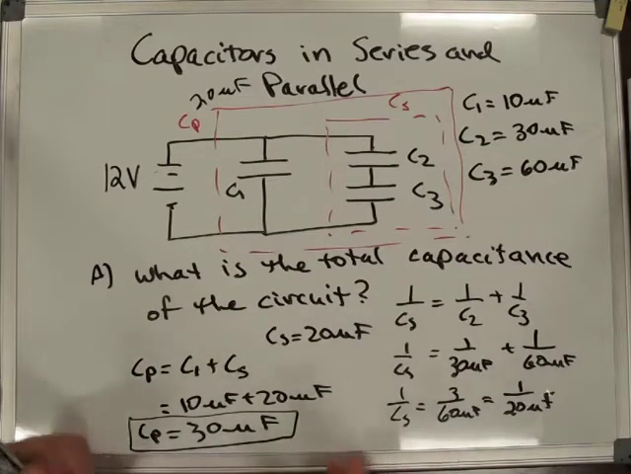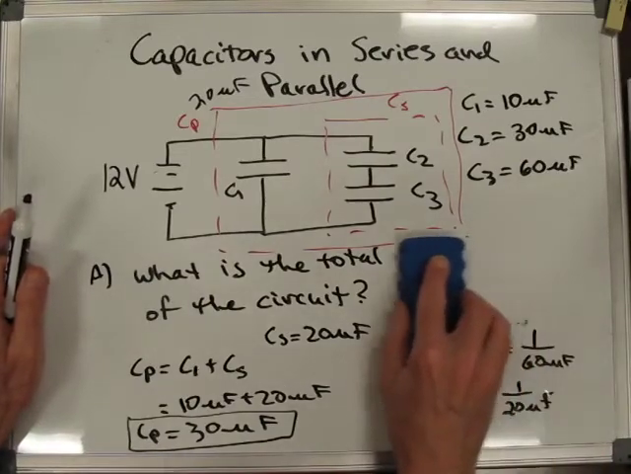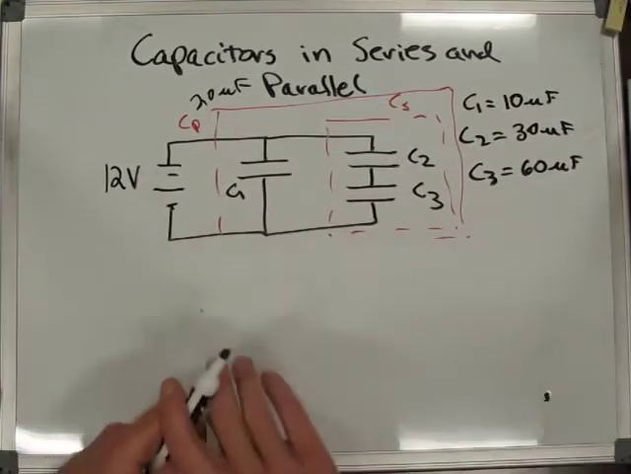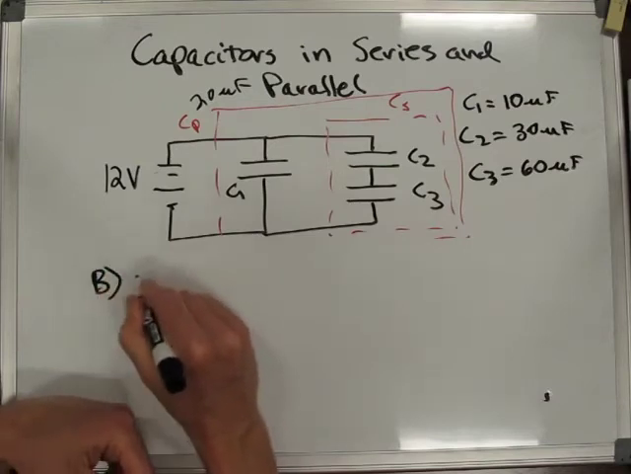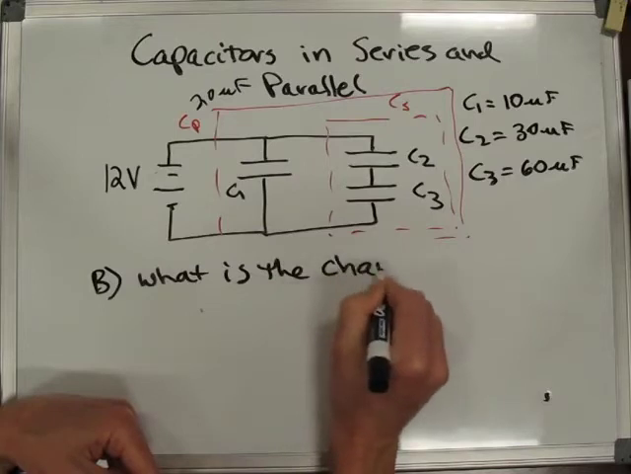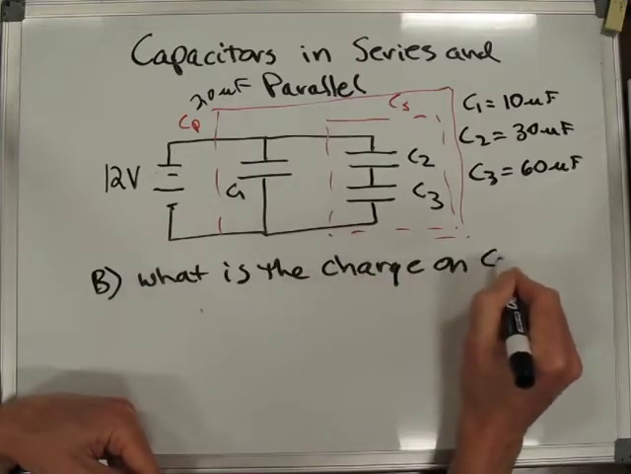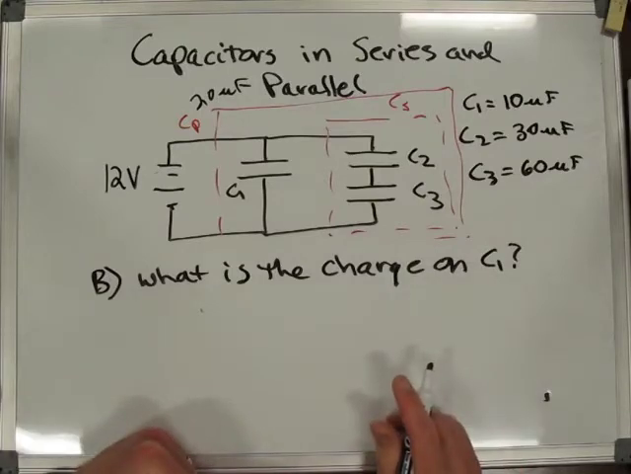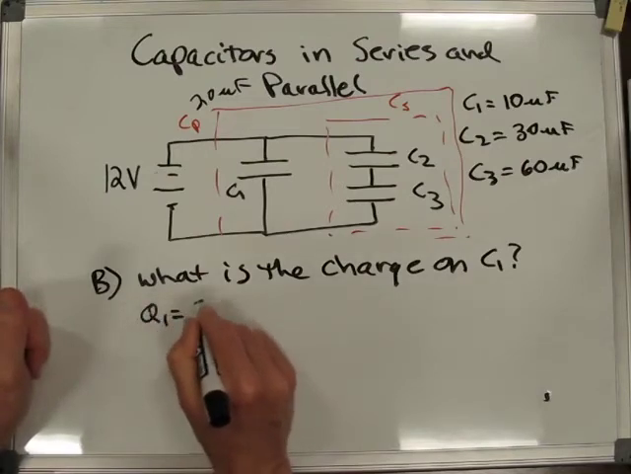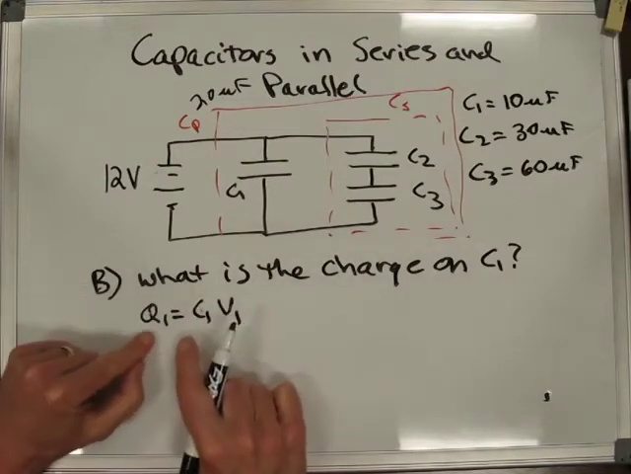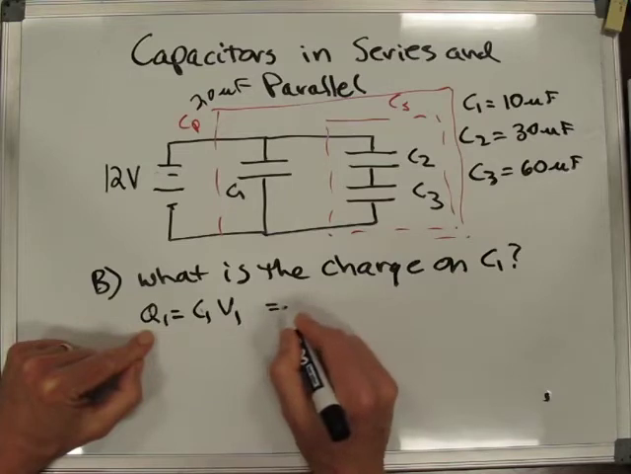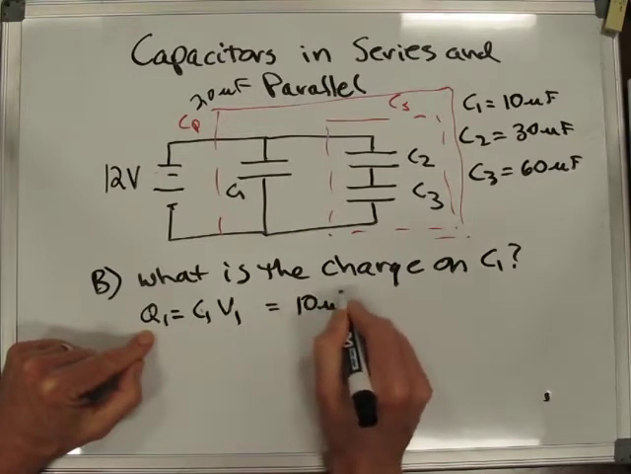And now I could say, what's the charge? I can maybe ask another question and say, what's the charge on capacitor C1? Well, if we go back to our formula, Q1 is equal to C1 V1. That is to say, the charge on a capacitor is the capacitance times the voltage. Well, we already know what these numbers are. The capacitance is 10 microfarads.